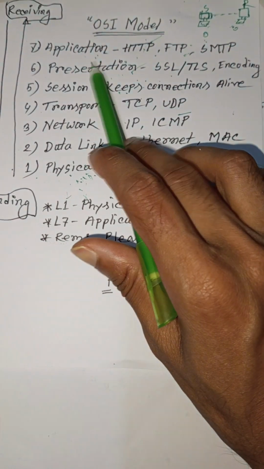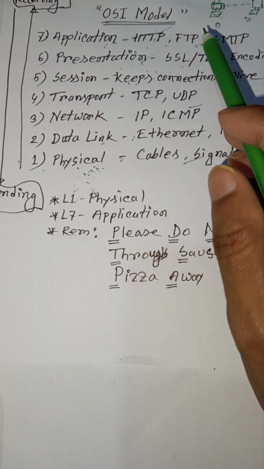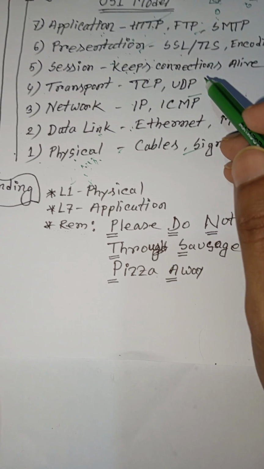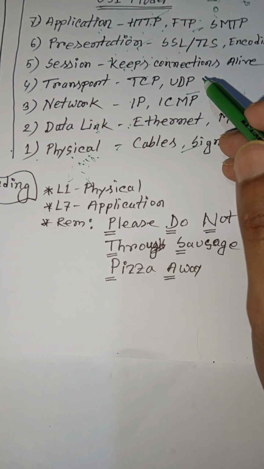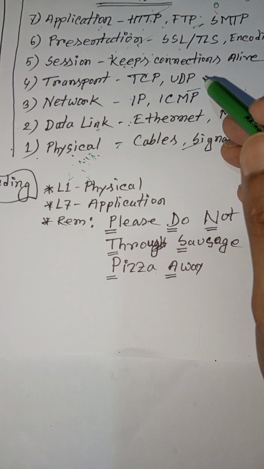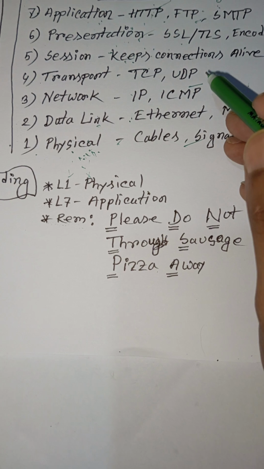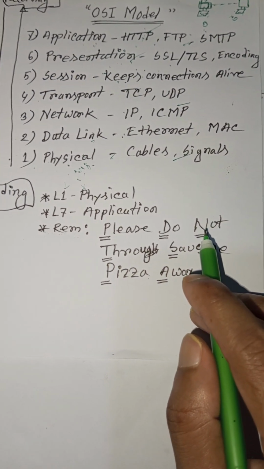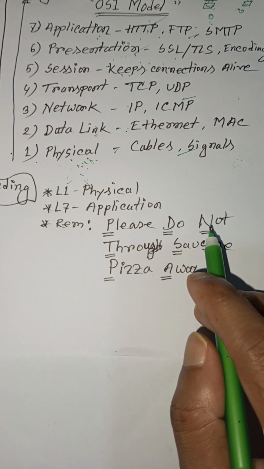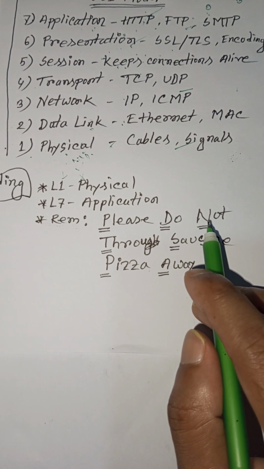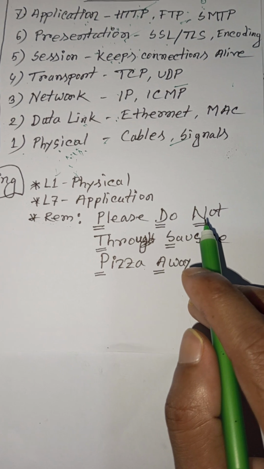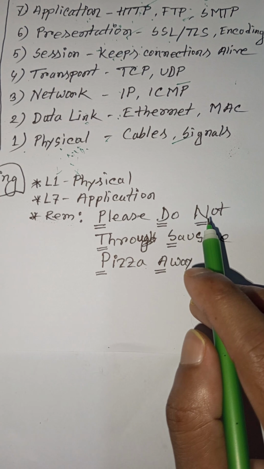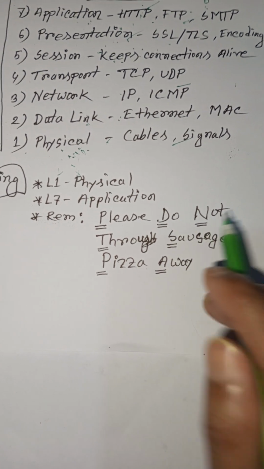So at the top is the application layer. This is what we interact with directly, like when we browse a website using the HTTP protocol, transfer files via FTP, or send emails with SMTP. Layer 6 is the presentation layer. It makes sure data is readable by handling encryption, compression, and format conversions. Think of the SSL or TLS protocol that secures websites.